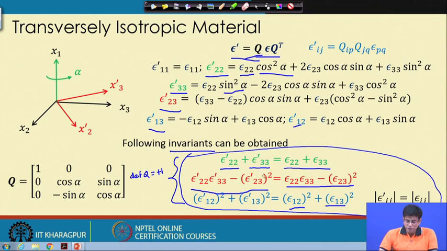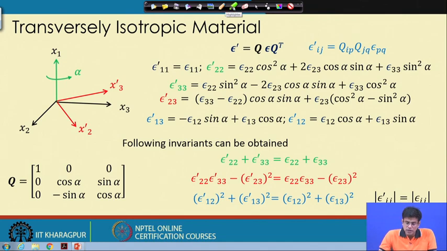Now if these quantities don't change, then my strain energy also should not change by rotation. So naturally my strain energy will be a function of these quantities. This is very obvious because strain energy is a scalar and it will be invariant. So obviously this strain energy function will be based on this. We will exploit this fact to derive the constitutive equation for the transverse isotropic material. So let us see.